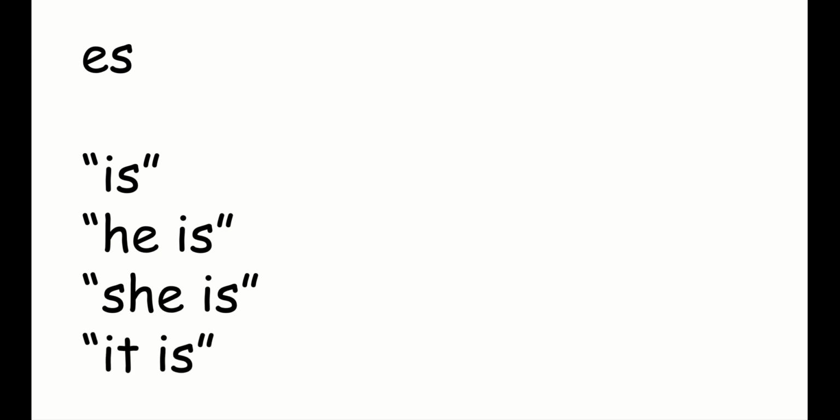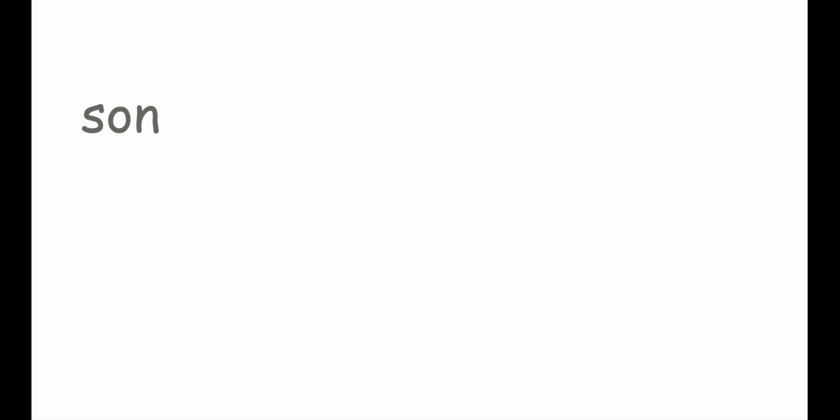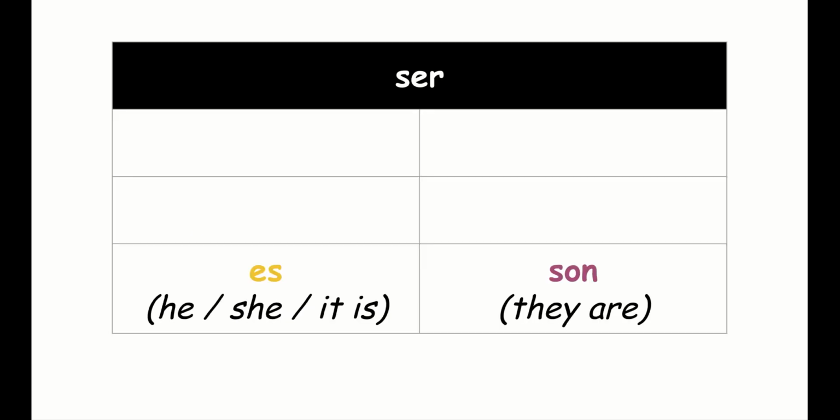In Spanish, you don't necessarily have to put who you're talking about before a verb because of the way it's conjugated. So if you just say es, that could mean he is or she is or it is, even though it's just one word. Also, the word son means are, but only in the context of third person plural. So more specifically, it would mean they are. You could say son, and you would be saying they are.